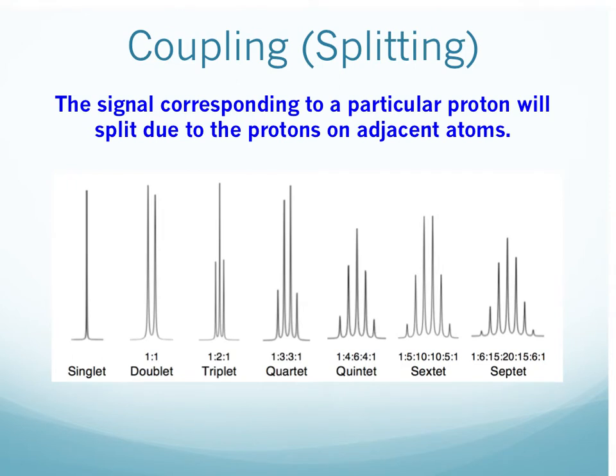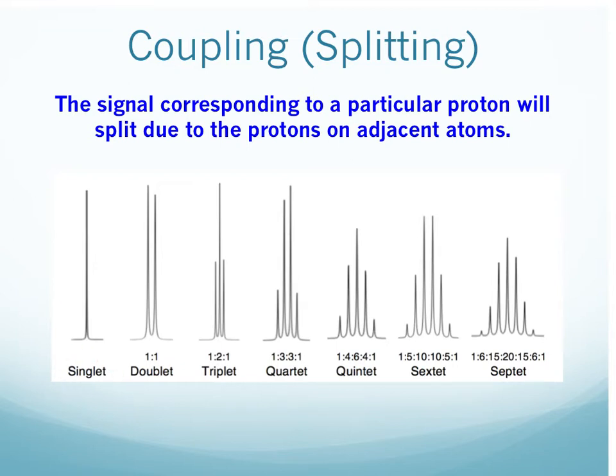In this lecture, we're going to talk about coupling or splitting. And what we find is that the signal that corresponds to a particular proton in the proton NMR spectrum will be split due to protons on adjacent carbons. So you might initially expect all of your signals to just show up as one line like this, but in fact, if there are neighboring protons, it will cause the signal to be split into different types of peaks. And these are all known as the different multiplicities of the proton.